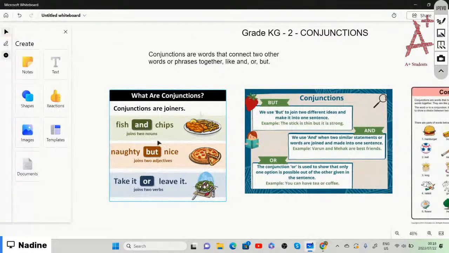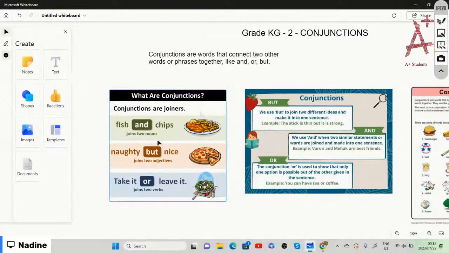Another example is naughty but nice, right? So as much as you are being naughty, he is also a cutie pie, meaning he is nice. So naughty but nice. Take it or leave it, right? So you have a choice to either take something or to leave something. So that is basically the choices that you have.